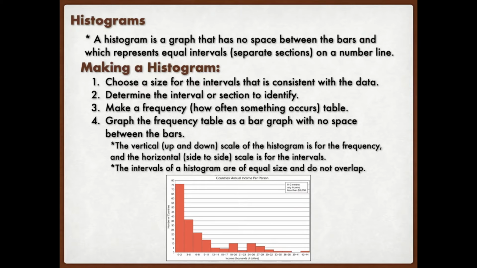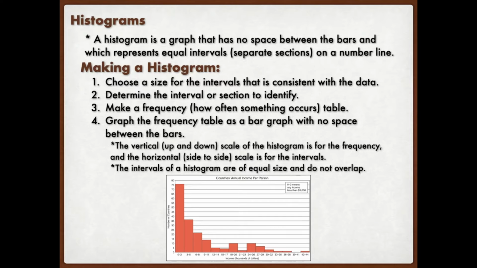Now, when you make a histogram, you're first going to choose the size of the interval. Now, the size of the interval needs to be consistent with the data. So what does that mean? That means if we're dealing with 100 kids, maybe the interval might be a little widespread, a little longer, maybe 0 to 10, maybe 10 to 20. Maybe I can do 0 to 20. But if I'm only dealing with 10 students, maybe my interval is going to be smaller. Maybe it's 0 to 2 or 3 to 5. It may be a smaller interval.